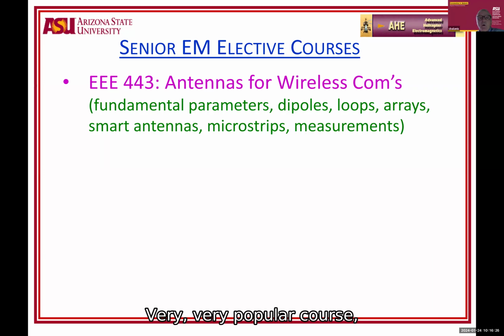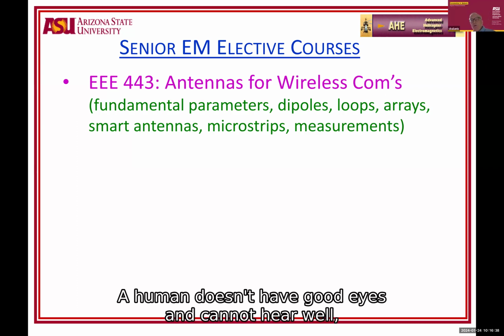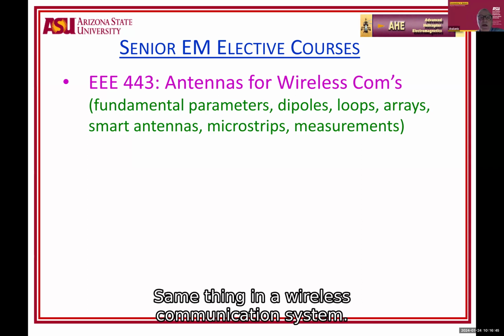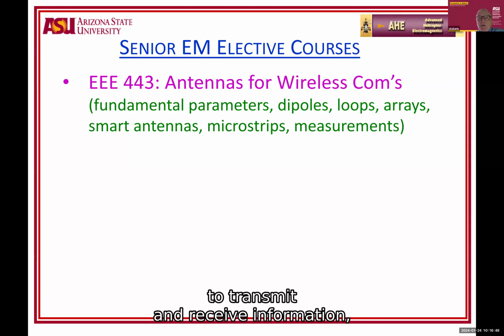Very, very popular course and especially in wireless communication. Antennas are the eyes and ears of a communication system. A human, if you don't have good eyes, cannot hear well, cannot be efficient. Same thing in a wireless communication system. If you don't have good antennas to transmit and receive information, the system cannot operate efficiently.